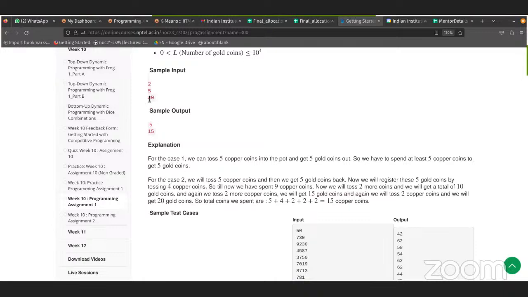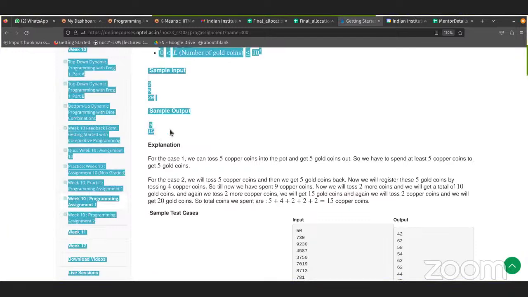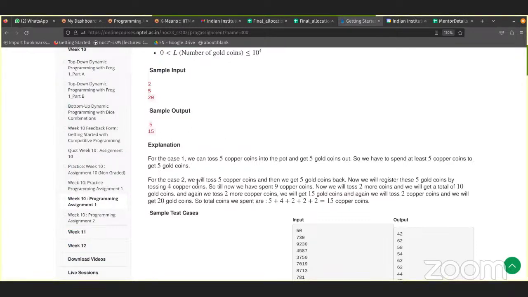But in case 2, where we have to get out 20 gold coins, we only need to put in 15 and get 20 out. Let's see how it is possible. For case 2, first we put in 5 copper coins and get 5 gold coins back. Now we register these 5 gold coins by adding 4 more copper coins. So 5 plus 4 is 9. We have spent 9 copper coins, and still have only 5 gold coins, so the case has not improved yet. But if I put 2 more copper coins, I'll get 5 plus 5, which is 10 gold coins in total.